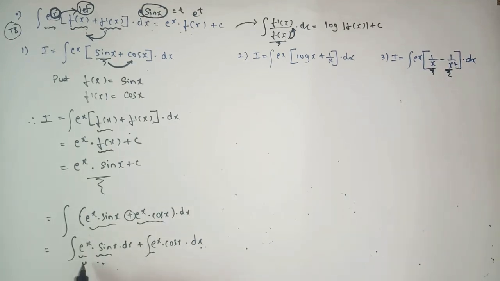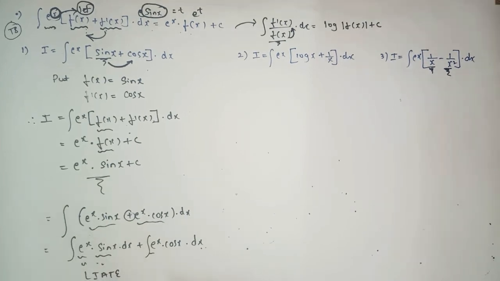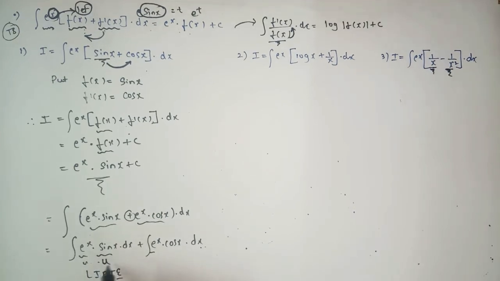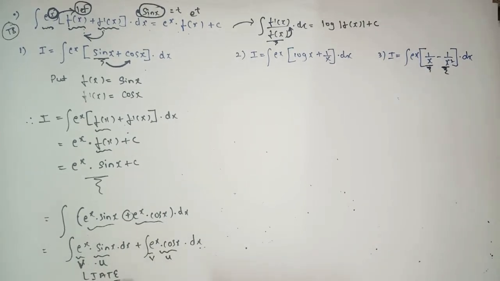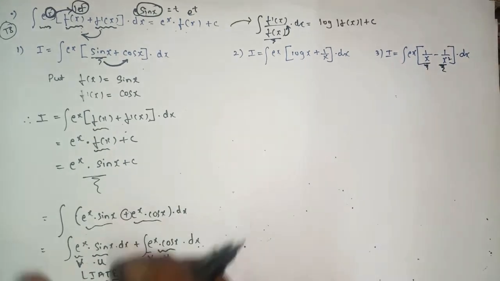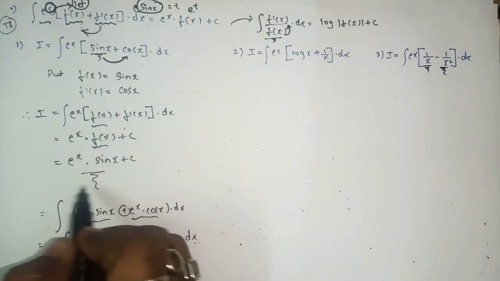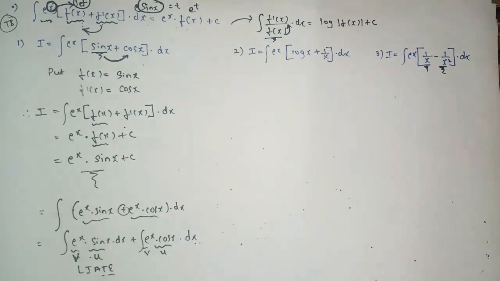You have to consider the first according to the alphabet LIATE, as trig comes first and then exponential. So this will be u and this will be v. For this section also this will be u and this will be v. Apply u into v here, and some common term you will get, cancel that section. So at the end you will be left with e raised to x into sin x plus c.